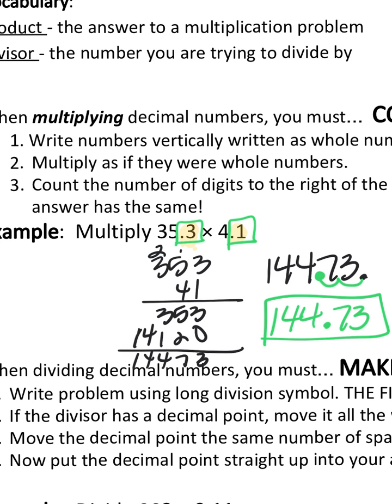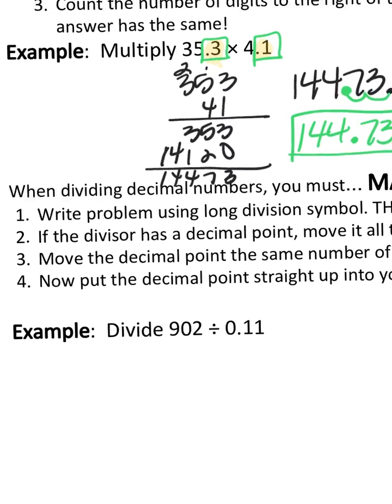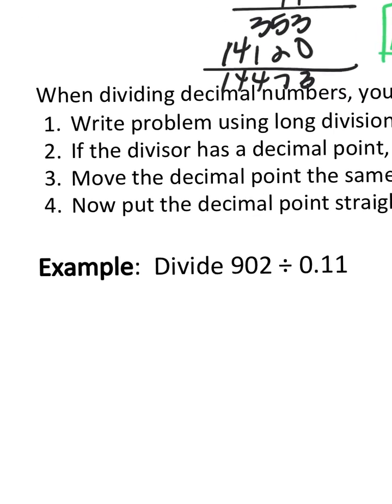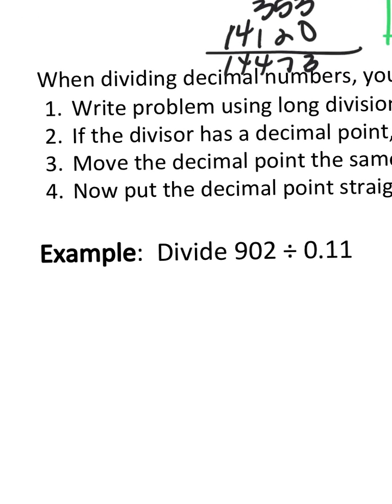With division, I would tell you exactly the opposite. I want you to think about this number. So divide 902 divided by 0.11. If I were to write that as a fraction, which I know you're thinking, Miss V, why are you writing decimals as fractions? You tell us not to do that, but I'm going to show you something that's going to kind of make sense to you. So if I write that as a fraction, 902 over 0.11. Well, if I want to make an equivalent fraction, and that's why I'm going to use fractions, because you guys are really good at equivalent fractions now.